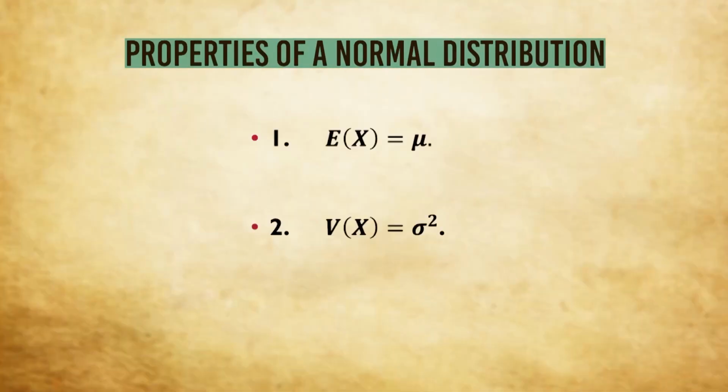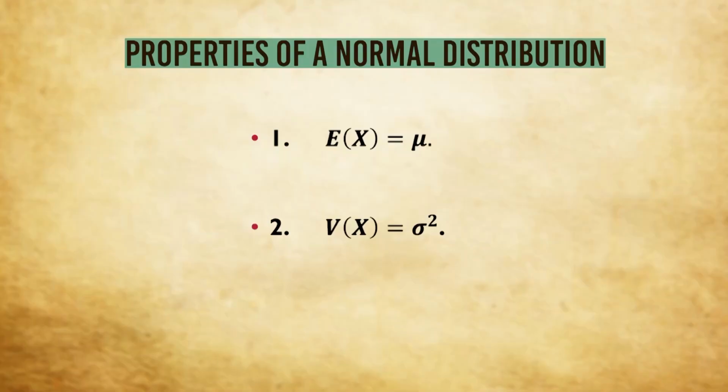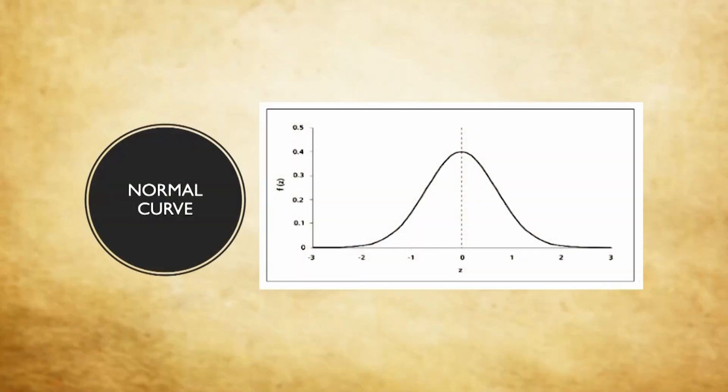There are certain important properties of a normal distribution. Obviously, for any probability distribution like a frequency distribution, mean, variance, skewness are the important properties. So the first property is expectation of x is equal to mu. That means the constant mu that we talked about is nothing but the mean of the distribution. And variance of x is sigma square, which means the constant sigma we talked of is nothing but the standard deviation of the distribution. You can see a normal curve on your screen.